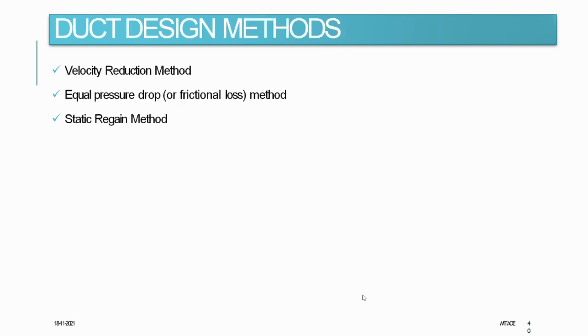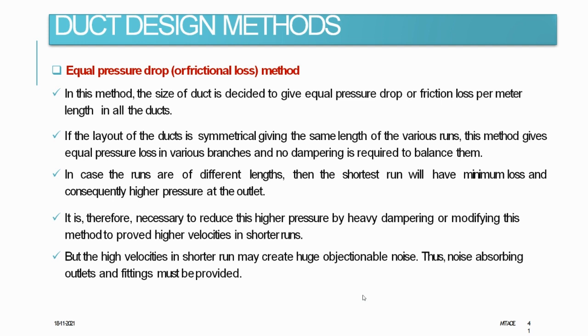Now we will see the methods. There are three main methods: velocity reduction method, equal pressure drop method, and static regain method. Mainly we use the equal pressure drop method in our case, so we will see that one. Equal pressure drop or frictional loss method. So what is it? We will see.